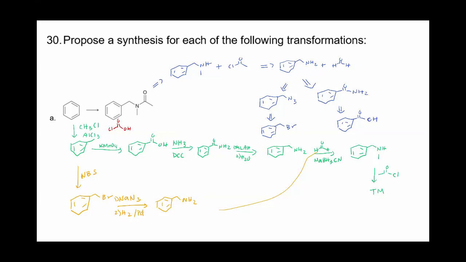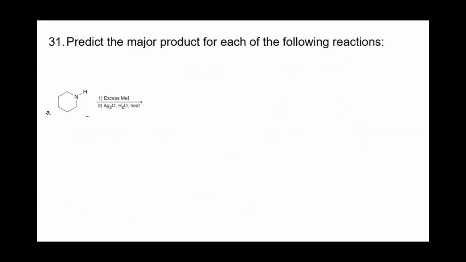Okay, let's look at the next problem here. This one's just one step. So what would the product be for this particular problem? So we have an amine plus excess methyl iodide and silver oxide.